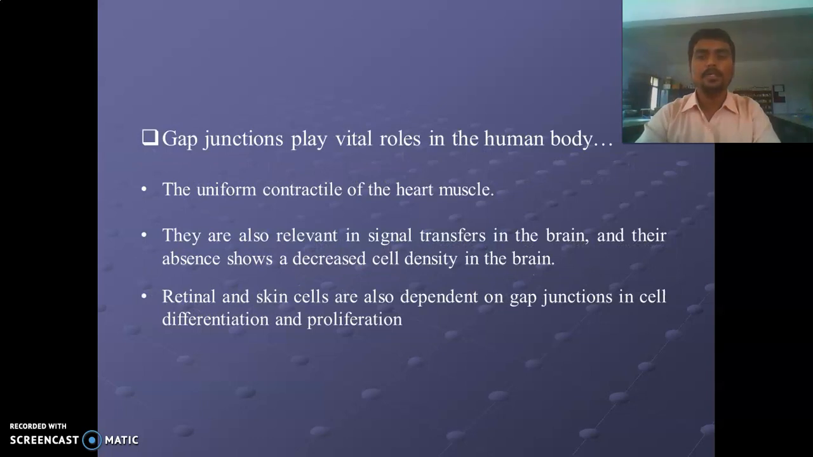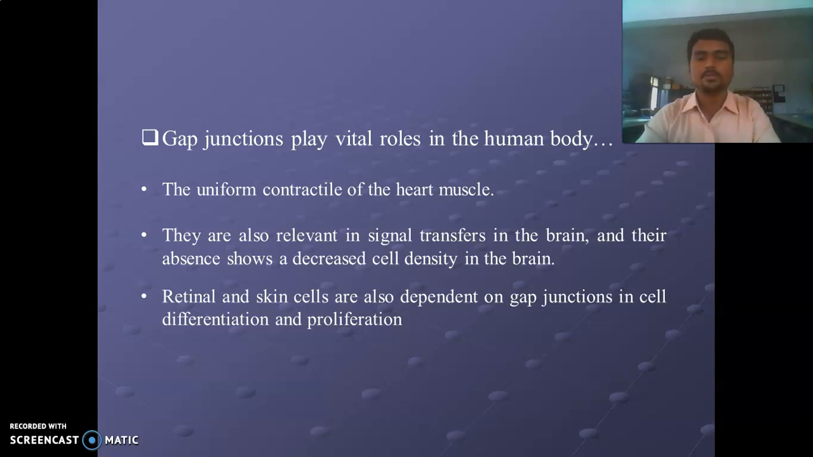Now, these gap junctions play roles in the human body. First, they give uniform contraction of the heart muscles. They are also relevant in signal transfer in the brain, and their absence shows a decrease in the cell density of the brain. And last one is that retinal and skin cells also depend on gap junctions in cell differentiation and proliferation.